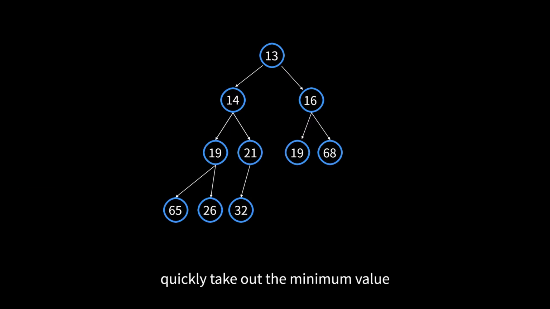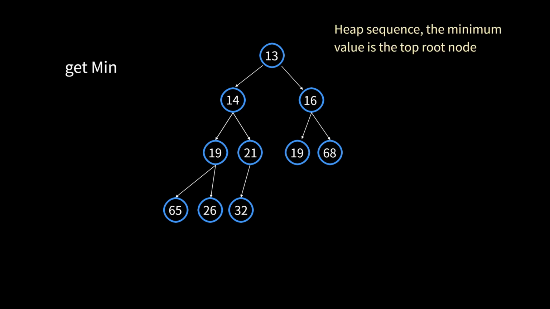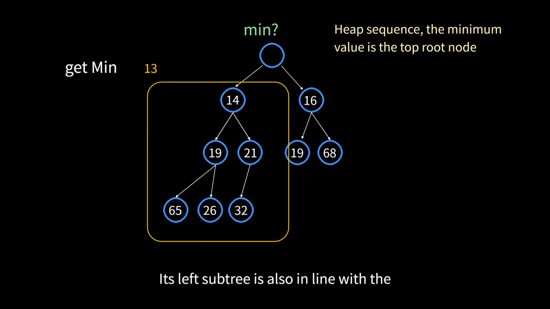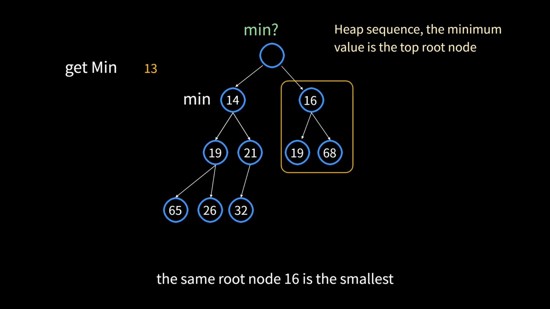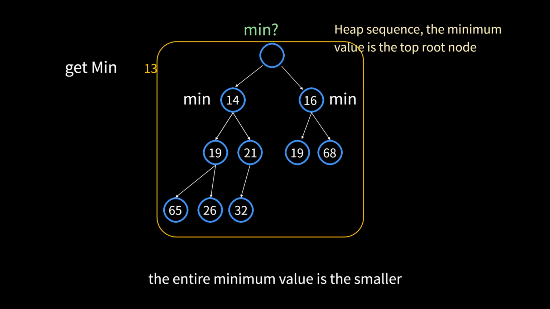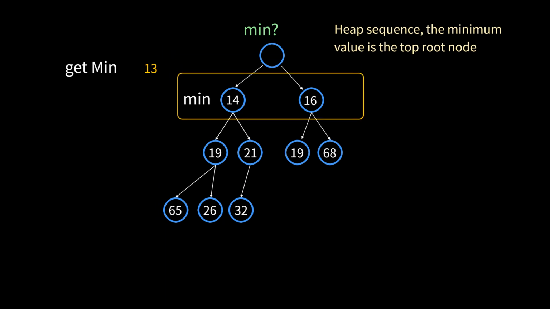Next, quickly take out the minimum value. According to the heap order, the minimum value is the top root node, which is 13. This is straightforward. However, we need to put the minimum value of the remaining nodes on the root node for the next time. How to do it? Its left subtree also conforms to the heap order, and 14 is the smallest one here. In the right subtree, the same, the root node, 16, is the smallest. Therefore, the entire minimum value is the smaller value of 14 on the left and 16 on the right.